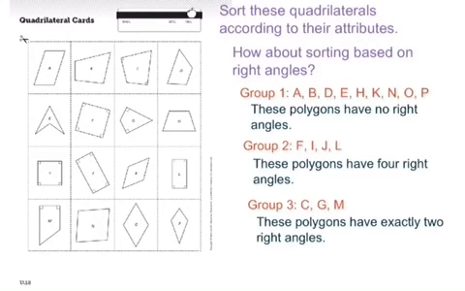Okay, so I'm going to say that the first group that has A, B, D, E, H, K, N, O, and P, those polygons have no right angles. And then group 2, so then we have F, I, J, and L. I'm saying these all have 4 right angles, and these are actually marked with the little right angle symbol, right? And then group 3, they have exactly 2 right angles, and that would be C, G, and M. Okay? See if you agree with that.